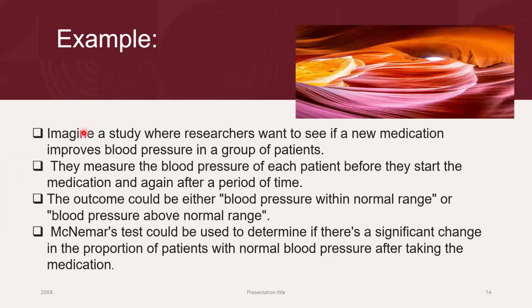So here, to quote an example, imagine a study where researchers want to see if a new medication improves blood pressure in a group of patients. They measure the blood pressure of each patient before they start the medication and again after a period of time. The outcome could be either blood pressure within normal range after the start of the medication or blood pressure above the normal range. So McNemar's test could be used to determine if there's a significant change in the proportion of patients with normal blood pressure after taking the medication.